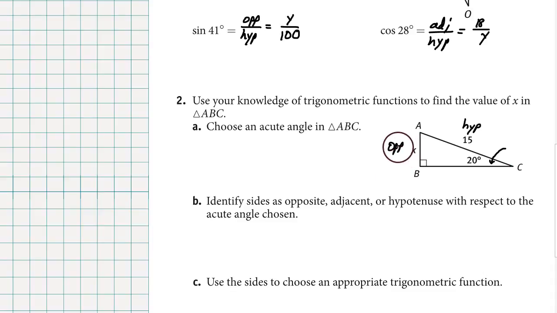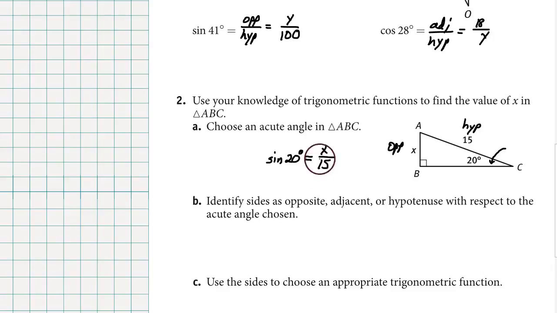Which trig function involves opposite and hypotenuse? That's sine. So we write sine and then put the angle measurement, 20 degrees. Say equals and put the ratio. Sine is opposite over hypotenuse, so we write x over 15. Here's an equation that has trigonometry in it.